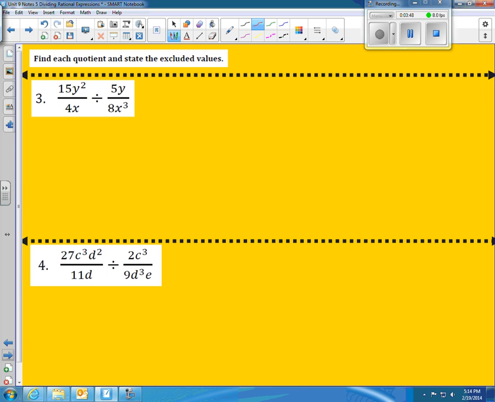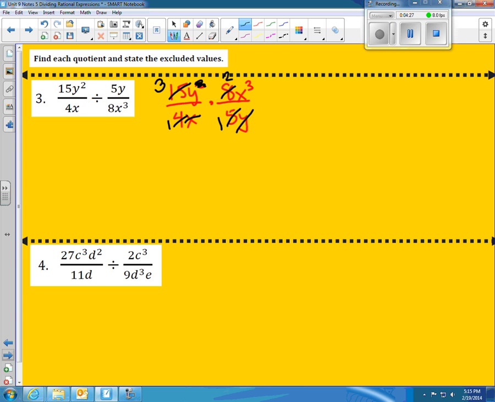Okay, let's travel over to problem 3. Problem 3, we have our 15y squared over 4x, change to multiply, and then switch or flip your fraction here. Now this time I'm actually going to simplify before I multiply because I know some of you like to do that. I see a 4 and an 8, so I'm going to get this to a 1 and a 2. My 5 and my 15, I'm going to change to 3 and 1. All right. So let's see here. On the top, I have a y squared, and on the bottom, I have a y. So it simplifies to just a y to the first on top.